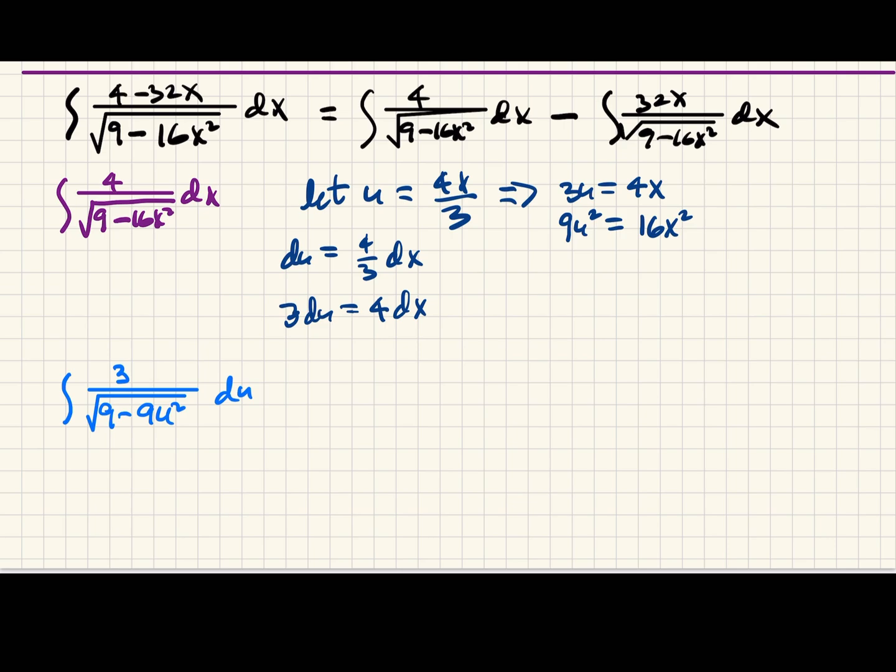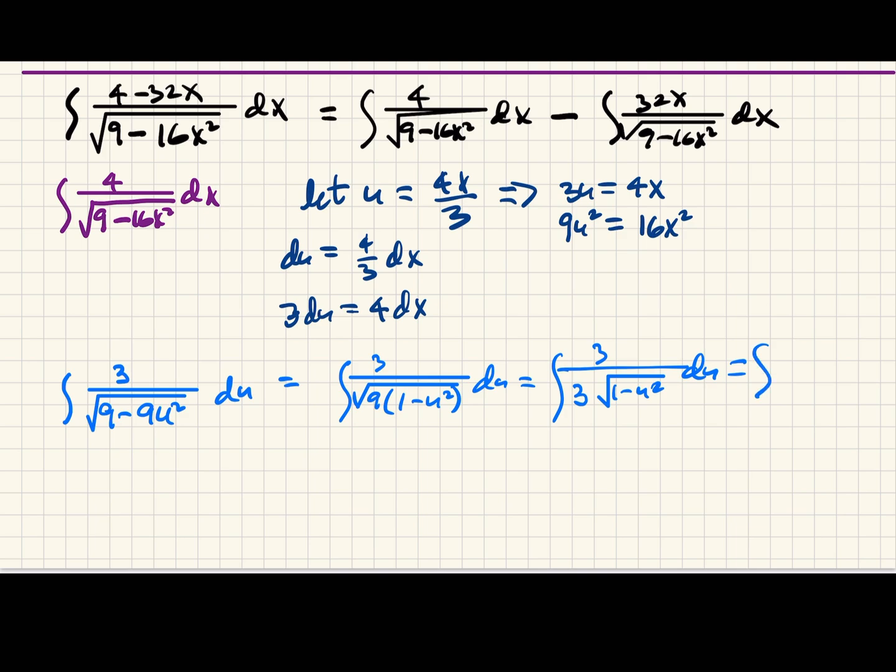And that's pretty nice because I can factor a 9 out of the bottom. So I'd have the integral of 3 over the square root of 9 times 1 minus u squared du. But that 9 is coming out as a 3, so I have the integral of 3 over 3 square root 1 minus u squared du. So I just have the integral of 1 over square root 1 minus u squared du.